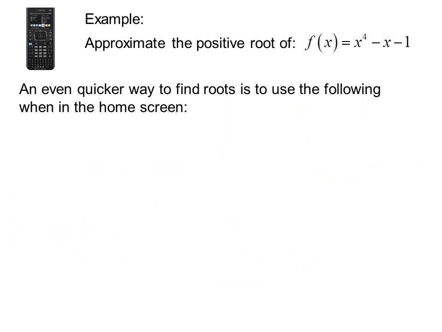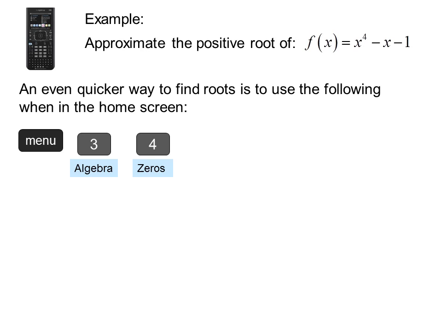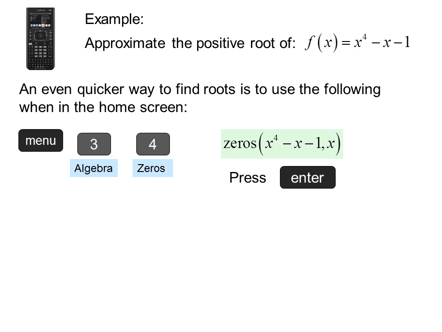An even quicker way to find roots is to use the following when in the home screen. Menu, 3 algebra, 4 zeros, and we enter this command, zeros of x to the fourth minus x minus 1, comma x. Press enter, and the calculator returns the solution.